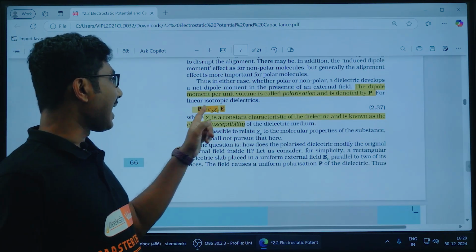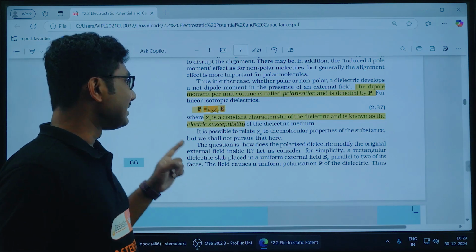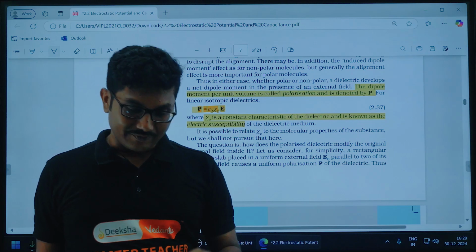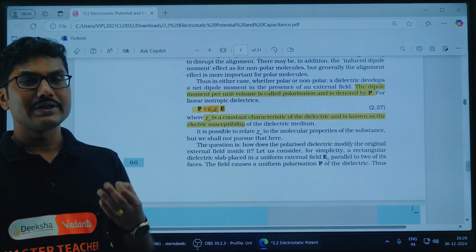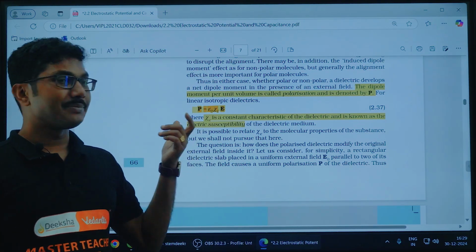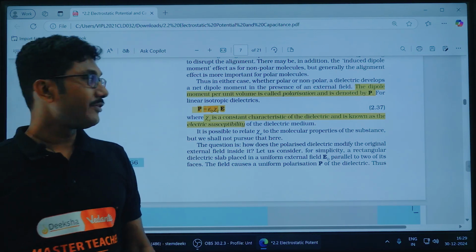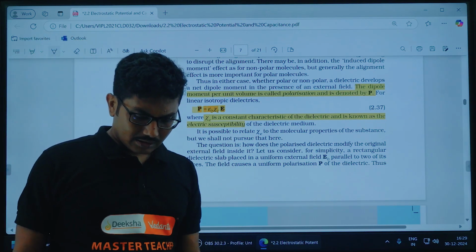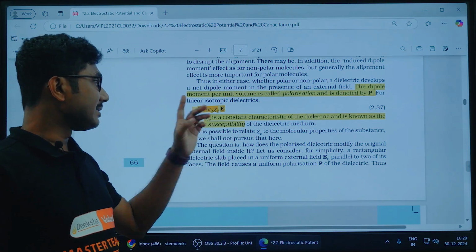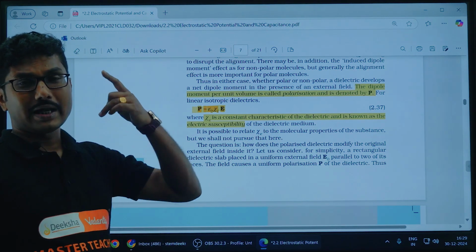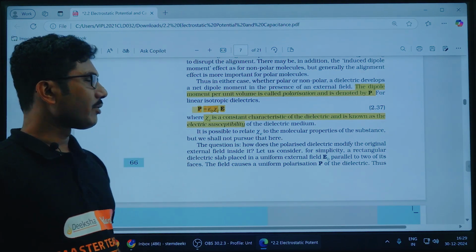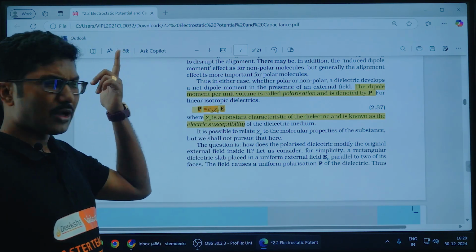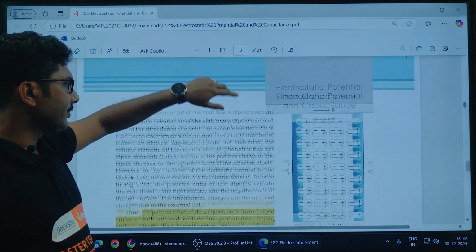The dipole moment per unit volume is called polarization and is denoted by capital P, and P is equal to epsilon naught chi e into E. Here chi e is a constant of the dielectric and is known as the electric susceptibility. Very important, and don't confuse this with magnetic susceptibility. Epsilon naught is the free space permittivity, E is the electric field, and P is the polarization. In a previous year KCET paper, there was a problem based on this formula. They give you values and you have to put them in and calculate P, or calculate E. I don't remember exactly, but there is a question based on this.